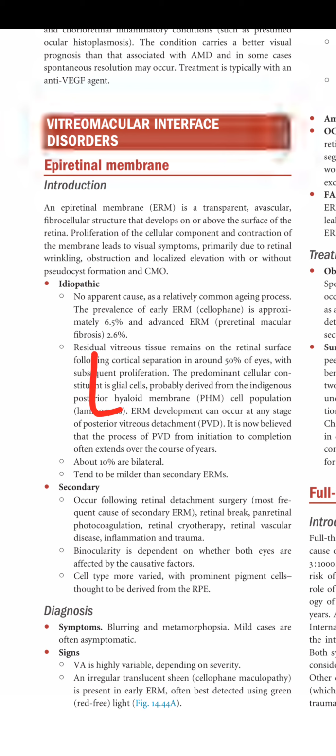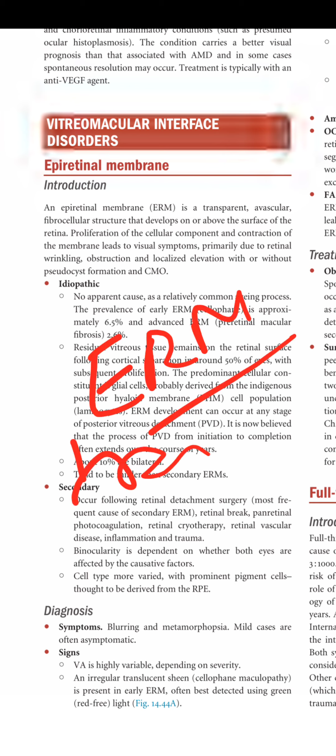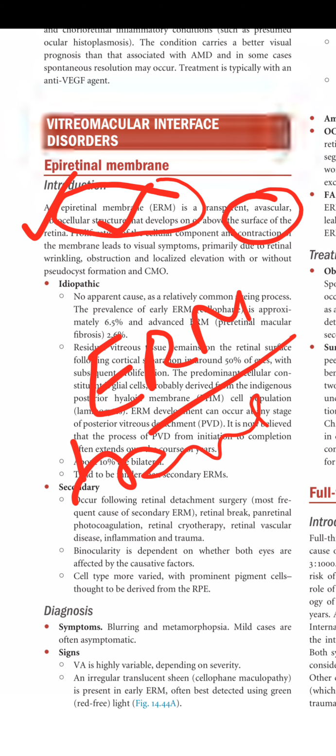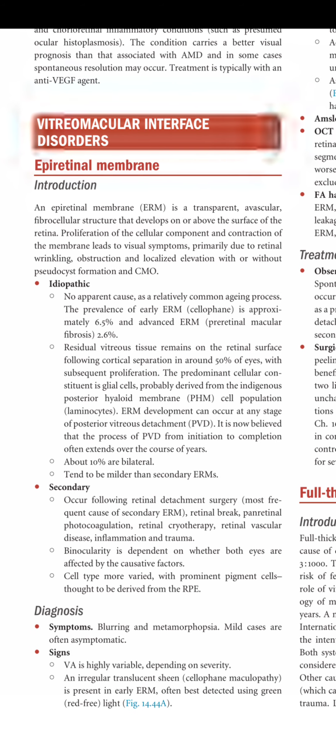So basically, ERM is a membrane which is transparent, avascular, fibrocellular, and it is present on the surface of the retina, and proliferation of these cellular components and contraction of the membrane can cause visual symptoms primarily because of retinal wrinkling, obstruction, and localized elevation and the formation of cystoid macular edema.